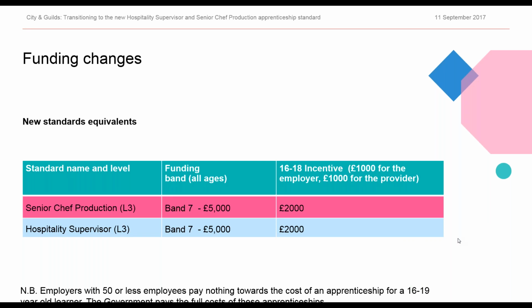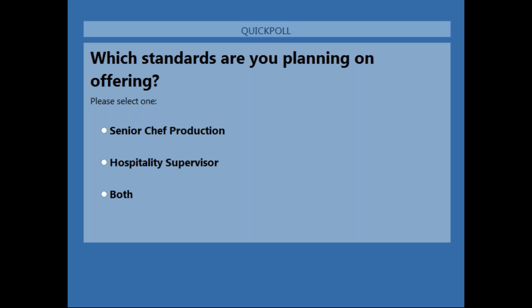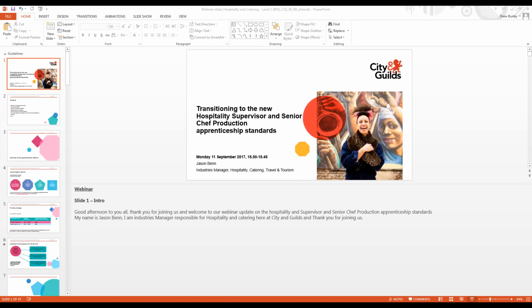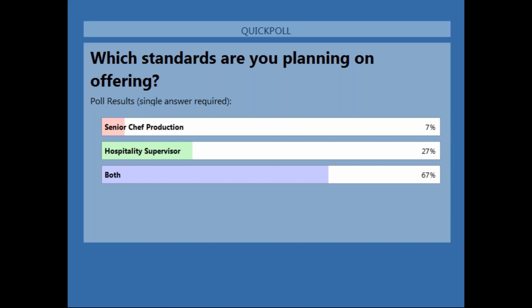Okay, we're just going to go to a quick poll question now. You'll see it flash up on your screen very shortly. The first question is, which standards are you planning on offering? They are senior chef production, hospitality supervisor, or both? Okay, I'm going to put the results up on your screen now. As you can see, 67% of you voted for both, with 27% falling on hospitality supervisor.